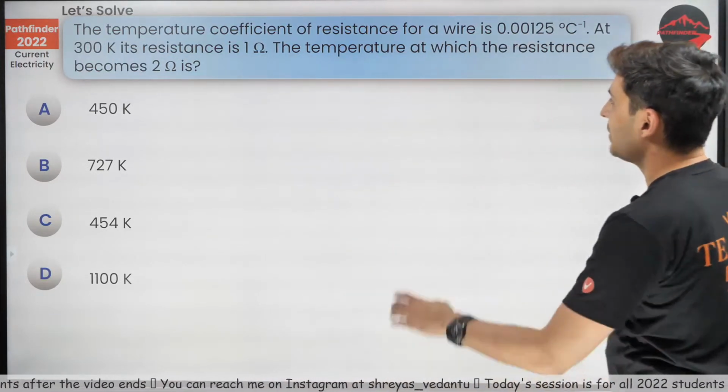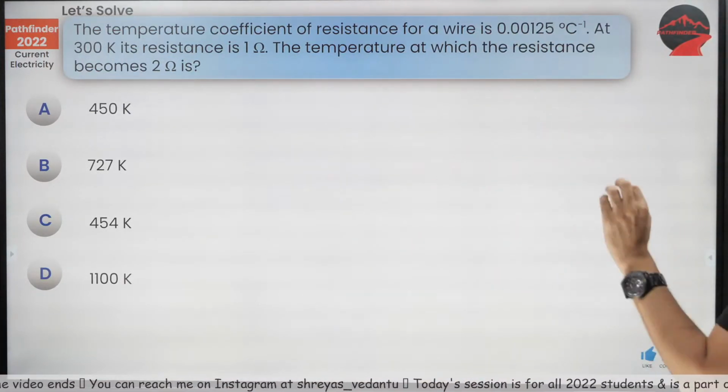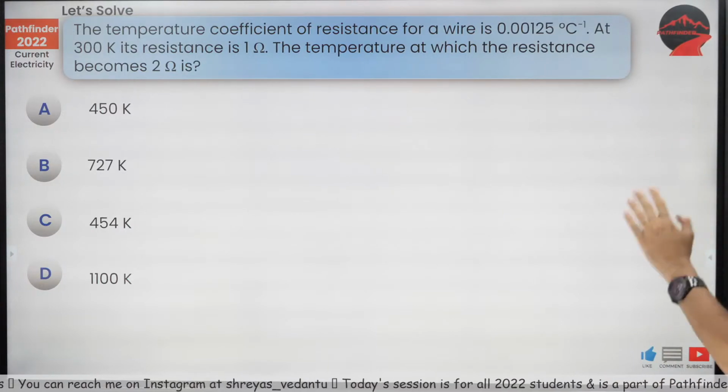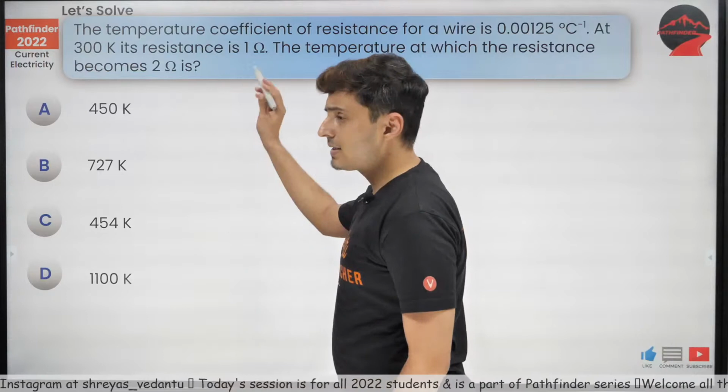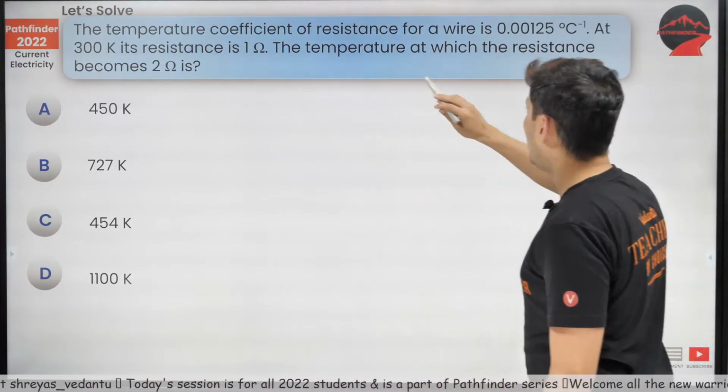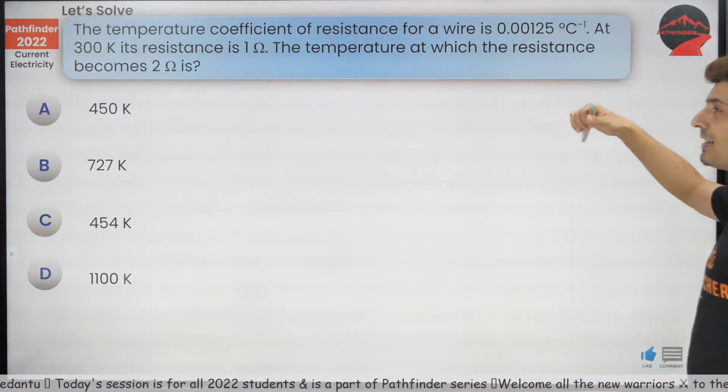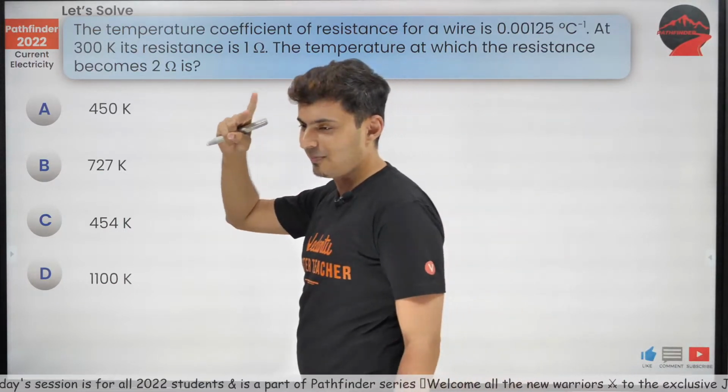The temperature coefficient of resistance of a wire is this much per degree centigrade. Okay, at 300 Kelvin, the resistance is 1 ohm. Now, at what temperature do you think the resistance will become 2 ohm?